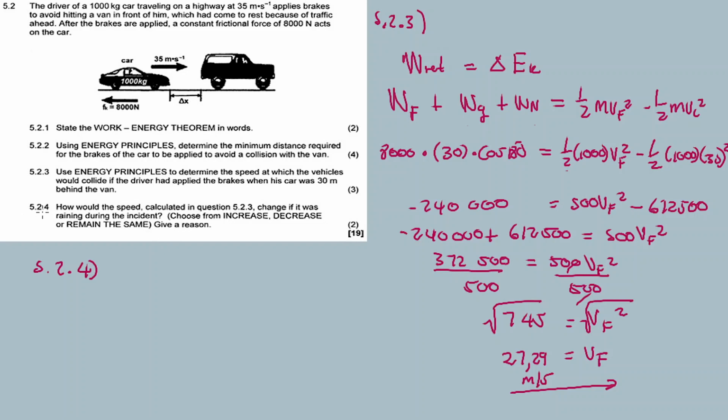5.1.2, how would the speed calculated in 5.2.3 change if it was raining during the incident? Choose from increase, decrease, or remain the same. Give a reason for the answer.